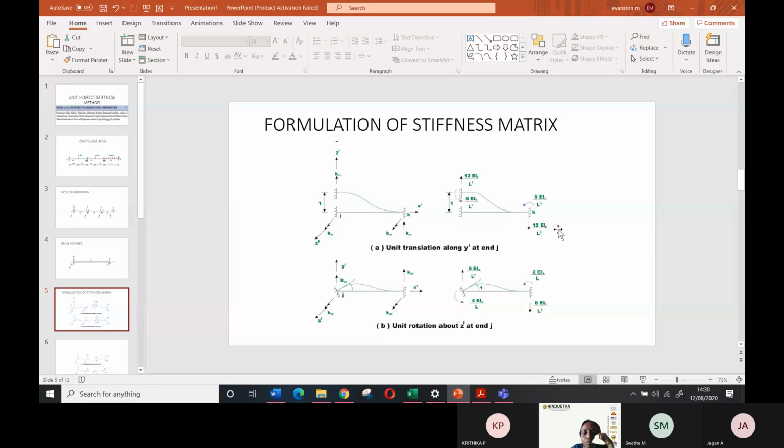Similarly, I can apply a unit rotation. When I am applying a unit rotation on the left hand end, what are the forces developed? That will be equal to 6EI by L square, and the bending moment is 4EI by L, and at the other end 2EI by L and 6EI by L square. So in detail we will learn in tomorrow's class. I think we will stop with that.